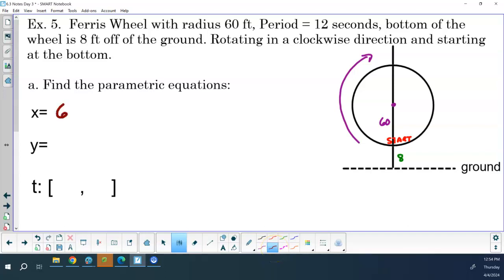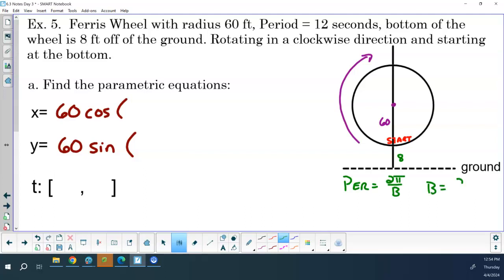For sure, we're going to be 60 cosine. For sure, we're going to be 60 sine. Because that's our radius. B value comes from period, right? Okay? So period equals 2 pi over B, or B equals 2 pi over the period. My period was 12. 2 pi over 12 reduces to pi over 6. But we're going clockwise, so it needs to be negative pi over 6.